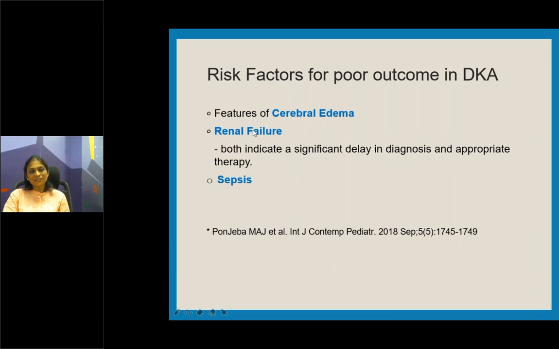Now, the other complications which we can face are hypokalemia and hypoglycemia, which we have already discussed on how to manage. Coming to the risk factors of poor outcome in DKA.